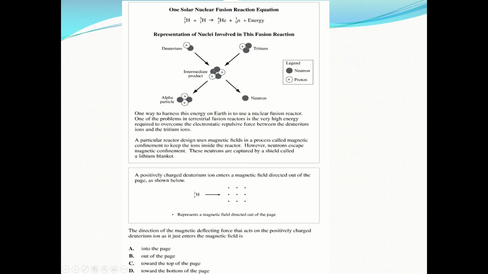Okay, the direction of the magnetic field deflecting force that acts on the positively charged deuterium ion as it enters the magnetic field. So what you need to do is use your right hand because deuterium is positive. So point your thumb to the right. You can see that our magnetic field is directed out of the page, so put your fingers towards your face, and your palm should be facing down towards the bottom of the page. So you end up getting D. D is the correct answer.